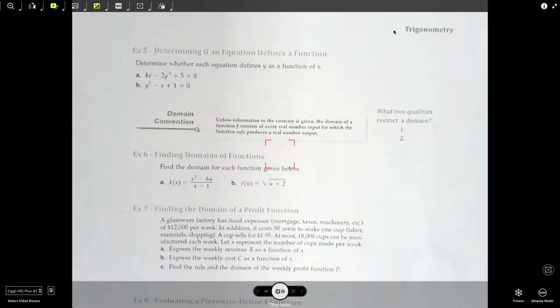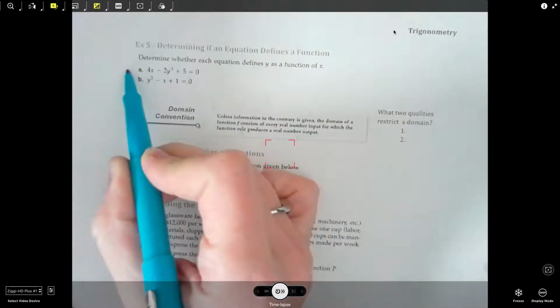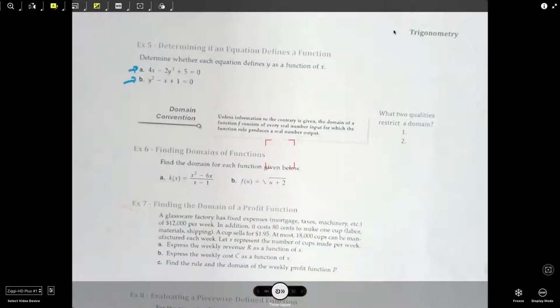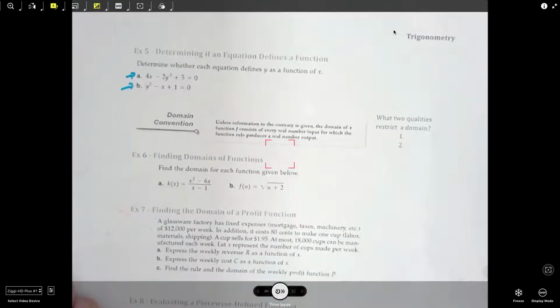So example 5, the first thing it asks us is it wants us to determine whether these two guys are functions or not, okay? The easiest way to do this is you can either graph those on your calculator and do the vertical line test or graph them on Desmos. But I just think about what these functions would look like, okay? So I've got an x and I've got a y to the third power.